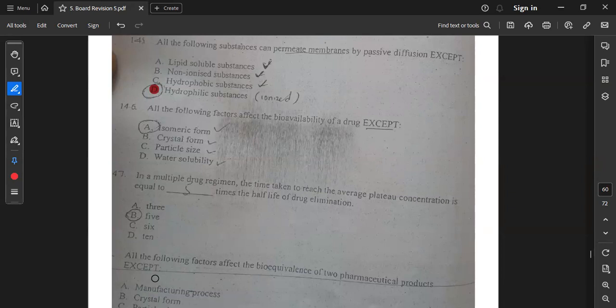In a multiple drug regimen, the time taken to reach the average plateau concentration is equal to dash times the half-life of drug elimination: 3, 5, 6, or 10. The time taken to reach the average plasma plateau concentration. We are told the answer is B, 5 times. Yeah, I agree.